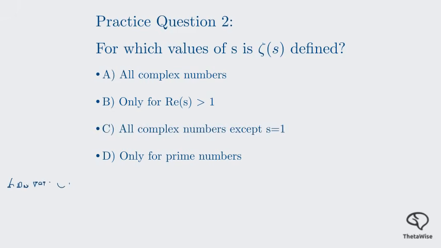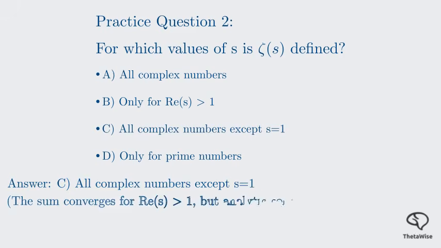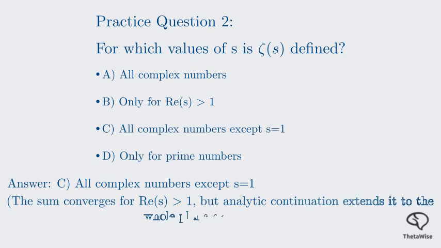The original infinite sum definition from the Euler product only converges for a real part of S greater than 1. However, through a process called analytic continuation, the function is extended to be defined for all other complex numbers, with the exception of a singularity at S equals 1.